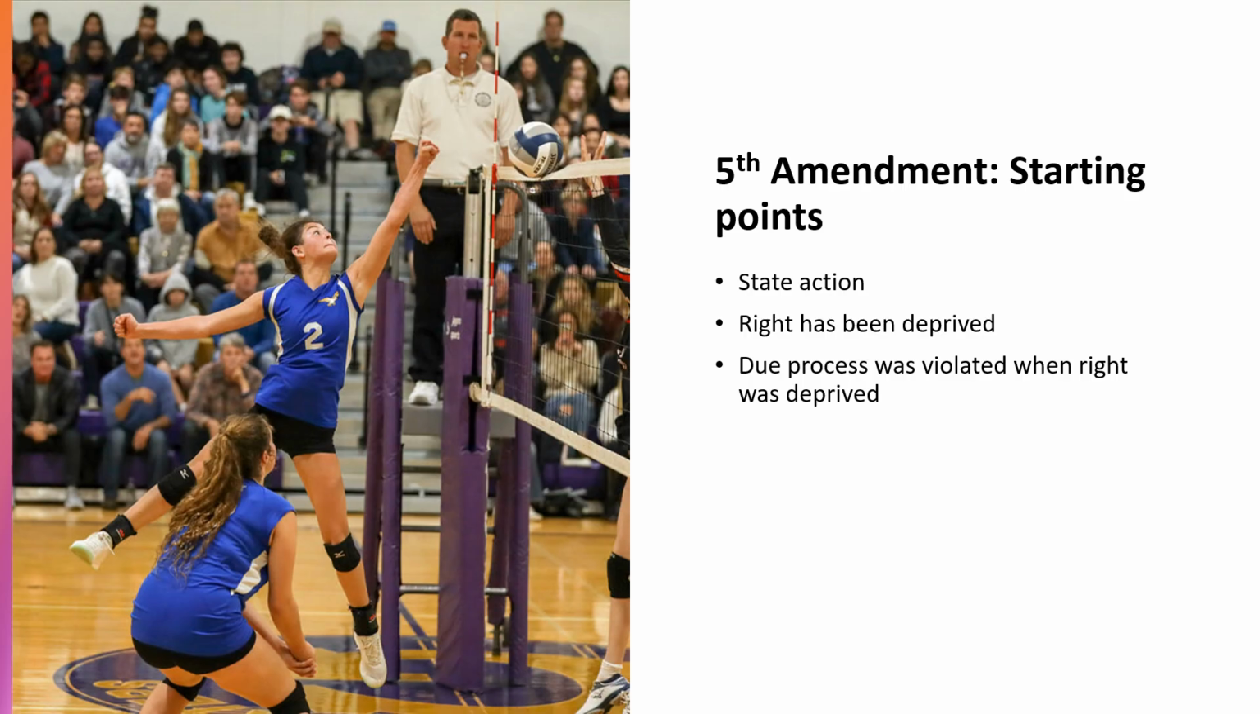So the Fifth Amendment's due process rights start when there's state action. And as a result of that state action, one of your three life, liberty, or property rights was deprived, and your due process was also violated when the right was deprived. So you weren't given any warning, they just stripped you of your license and you couldn't practice any longer.